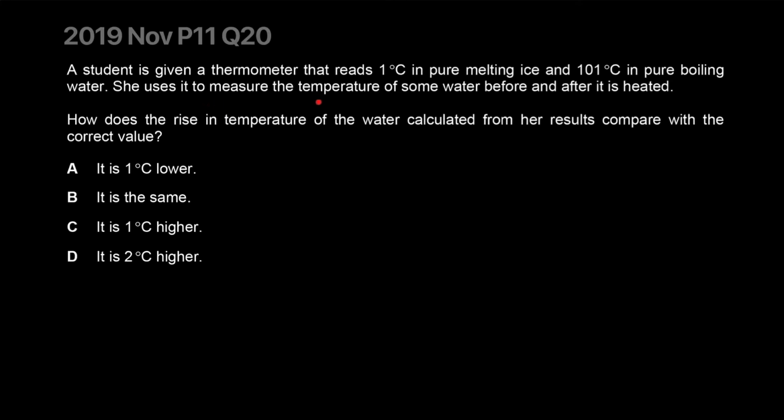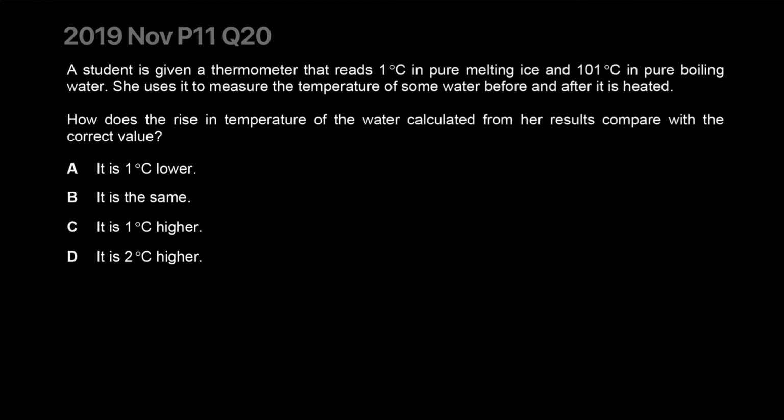A student is given a thermometer that reads 1 degree Celsius instead of 0 degrees in melting ice and 101 degrees Celsius in pure boiling water. She uses it to measure the temperature of some water before and after it is heated, right? So how does the rise in the temperature of the water calculated from her result compare with the correct value?